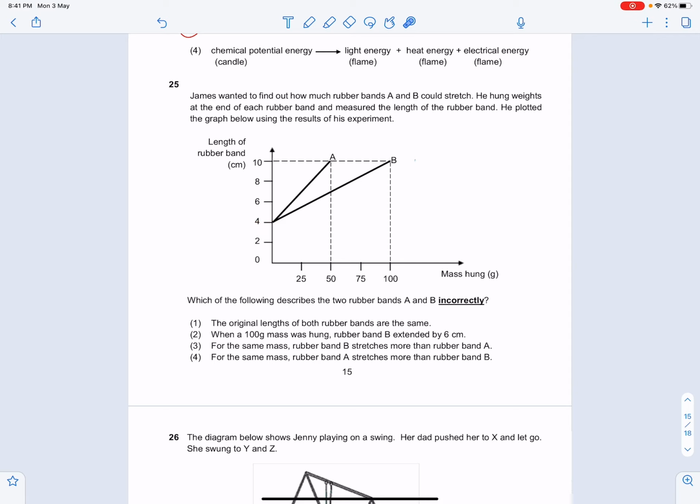Can you see they both started at 4? So this is correct. This is not the answer. Okay, when a 100-gram mass was hung, rubber band B extended by 6 cm. So how do I know?